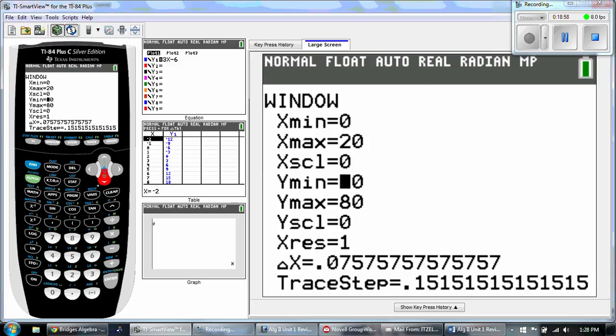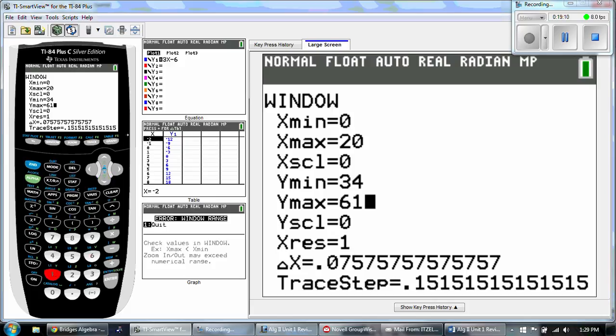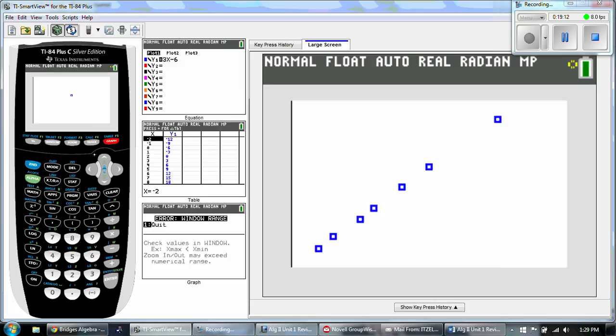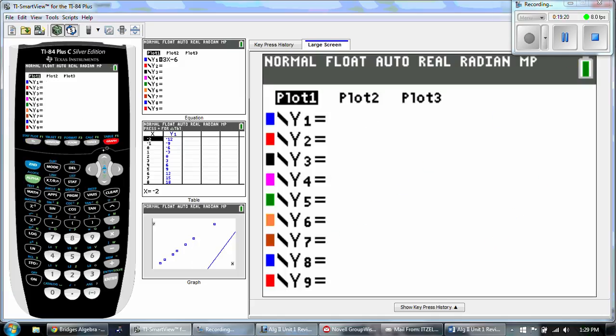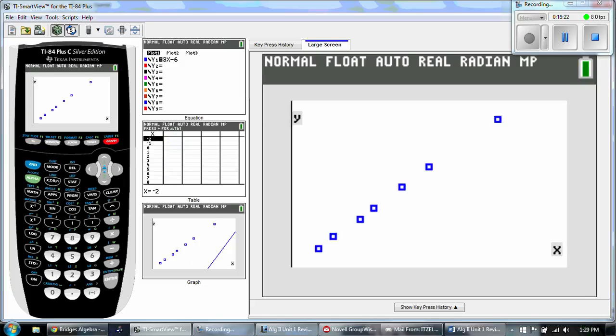My y min, the lowest number I see is 37, so I'm just going to go to 34. And my highest number is 58, so I'm just going to go to 61. I want to go a little bit higher so I can see all of that. So when I graph that, that's what I get. Now, sorry, I had another line in there. Let's get rid of that. So there we go. Okay, now what does that tell me about my equation?